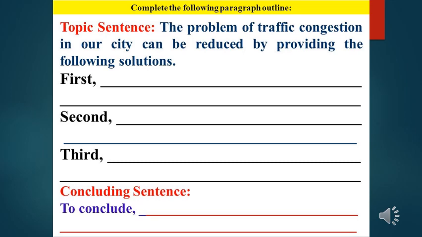And finally, we come to the concluding sentence. We can say, to conclude, we should all cooperate in order to solve this serious problem. This is a concluding sentence. In this concluding sentence, we restate or summarize the main points of the paragraph in different words.